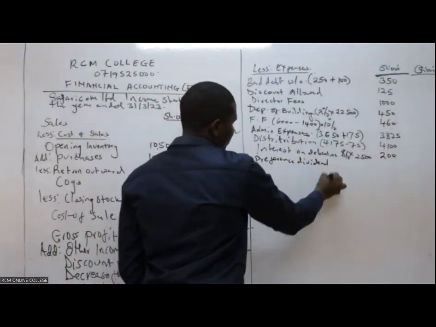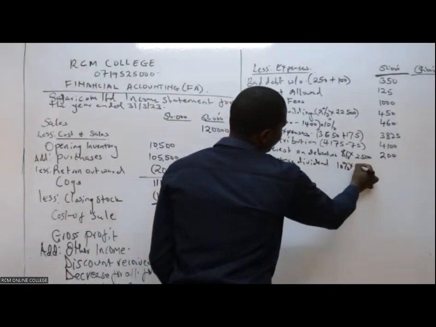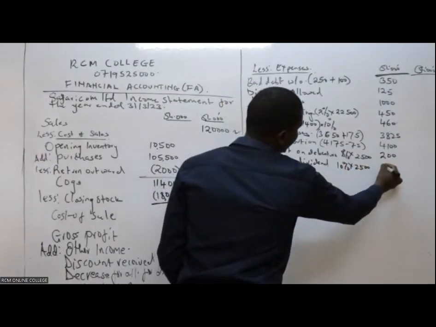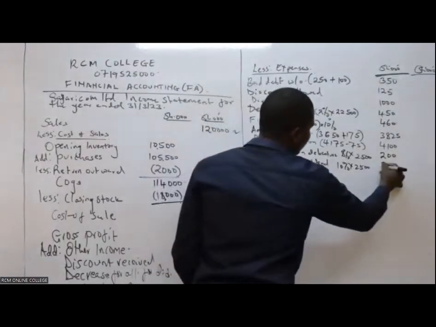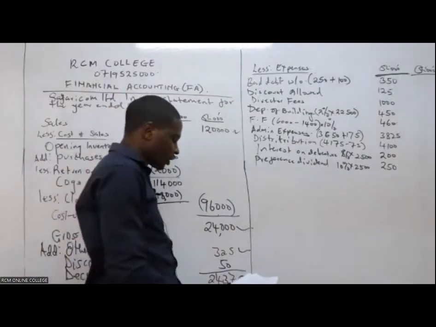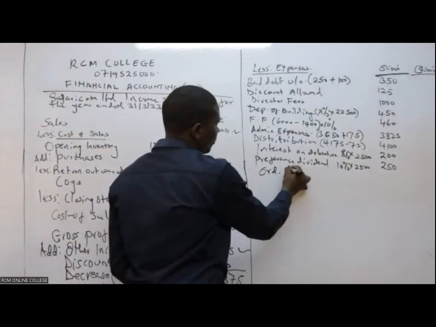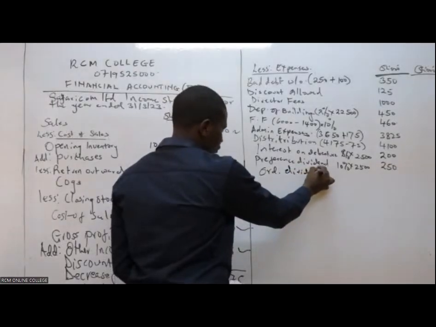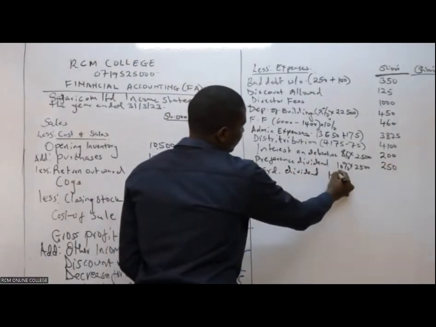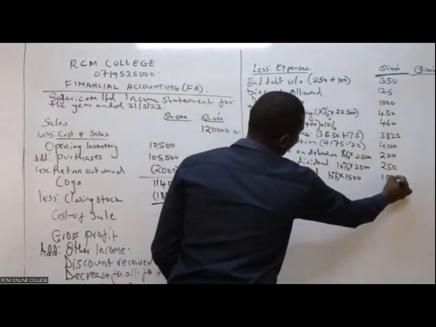Preference dividend, the rate is 10% of 2500. This one, I can see it is just 250. Then for the ordinary share, we have to check the ordinary dividend. That one we are told to take what? To take still 10% of the shares, 1500, which will be 150.